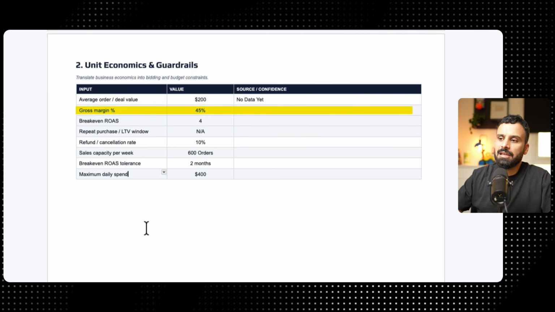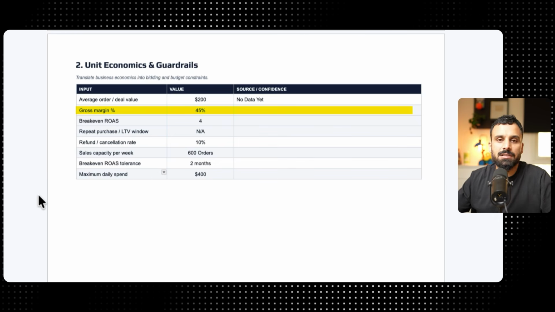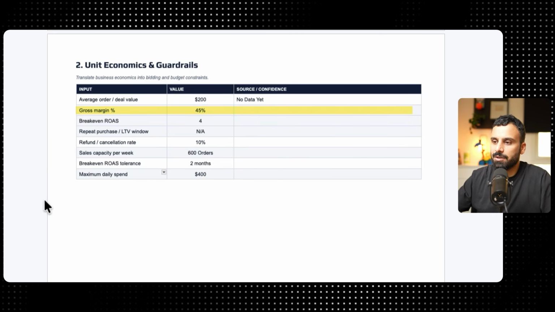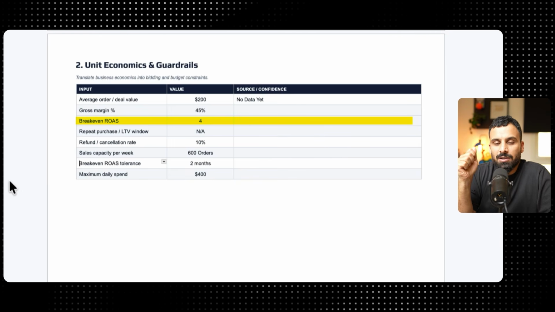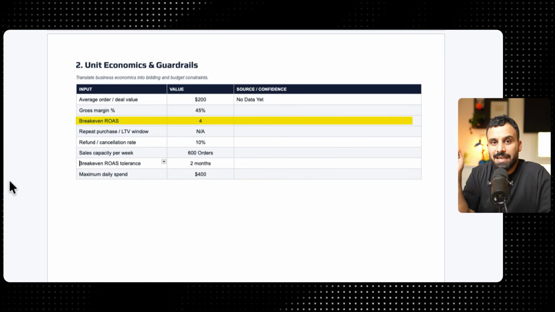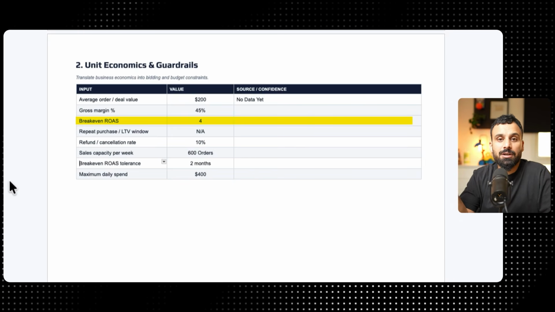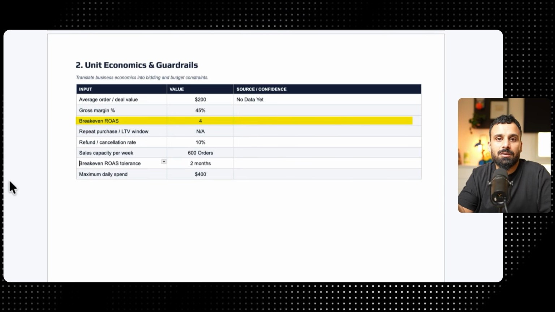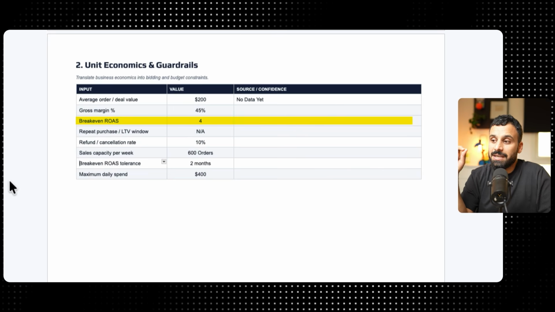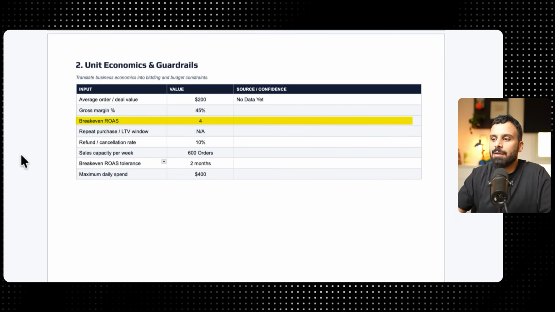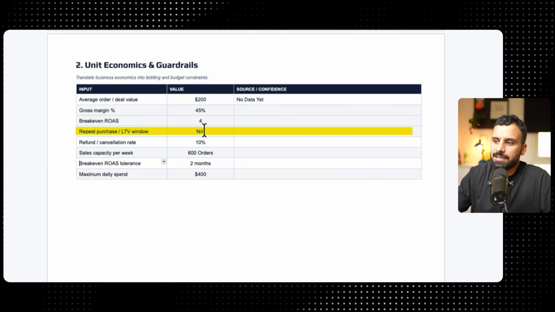Okay, gross margin. They'll give you 45% is our gross margin if somebody buys a bag for $229. Let's assume they say $45 is our gross profit. Break-even ROAS is what they are saying: if we spend $100 and we generate $400 of sales from Meta, we are break even, no profit, no loss, because from that $400, our profit is that $100. So it's break even. If our ROAS is 5, then we have basically a profit of $100. So this comes from them, or sometimes you help them to calculate. Repeat purchase, LTV window, not any, because it's a new brand.